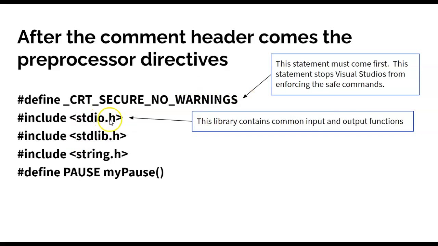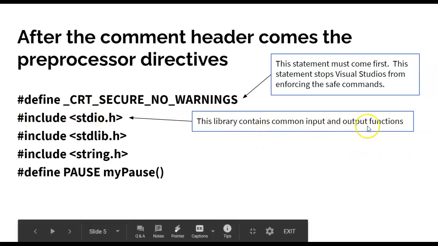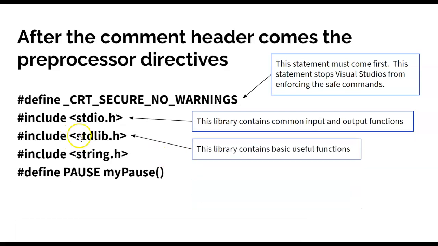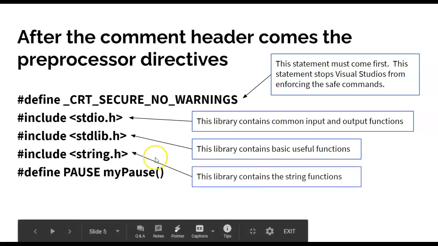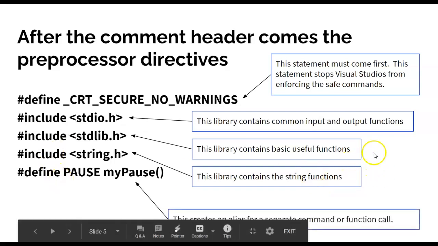Here is stdio. This is including, or linking, or importing a library for your common input-output functions. stdlib contains some basic useful functions. In some programs you're going to include string.h, for example. This contains all your built-in functions for C.